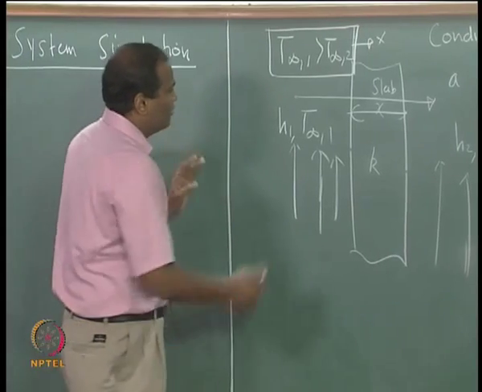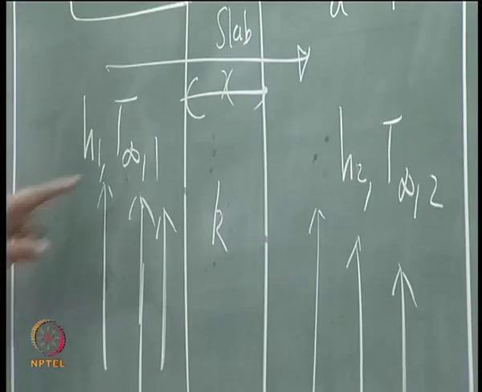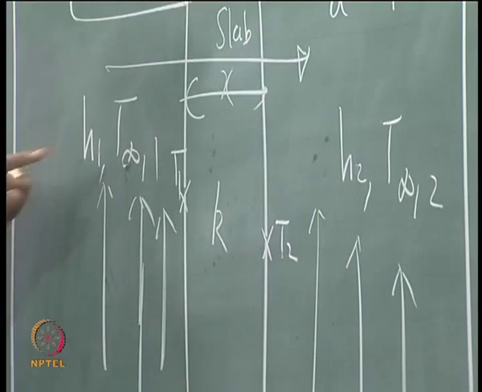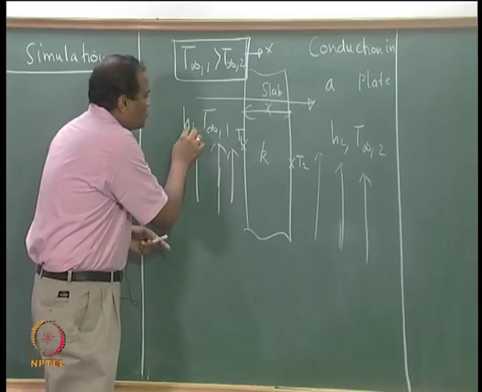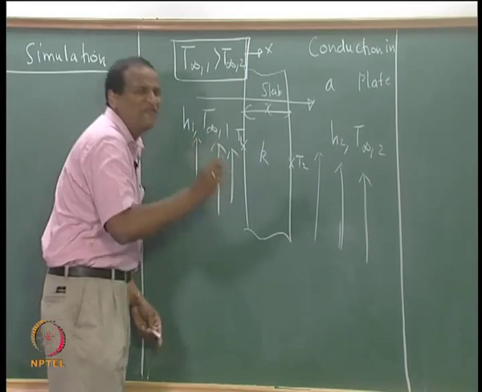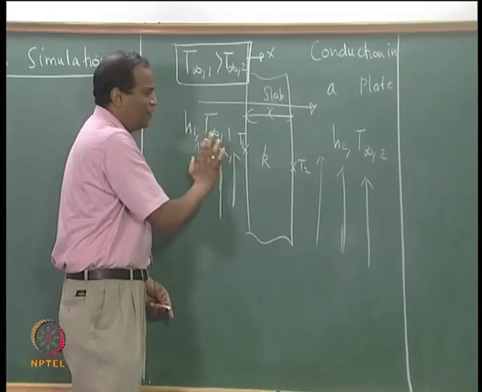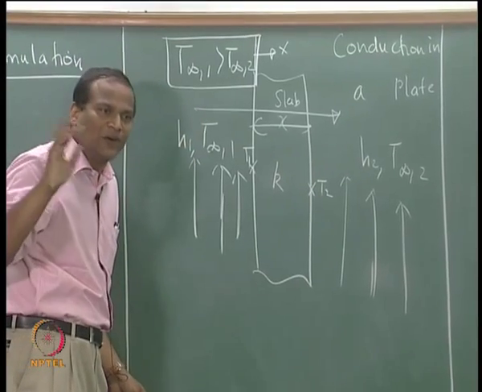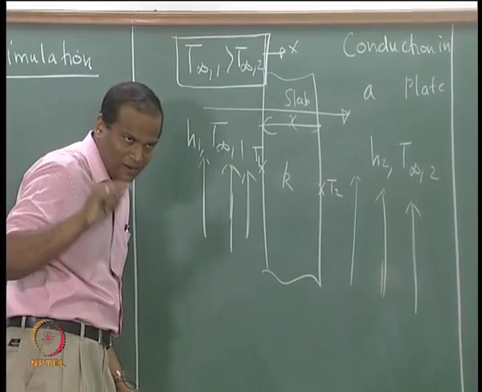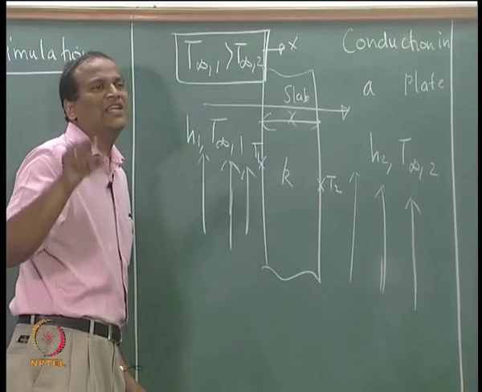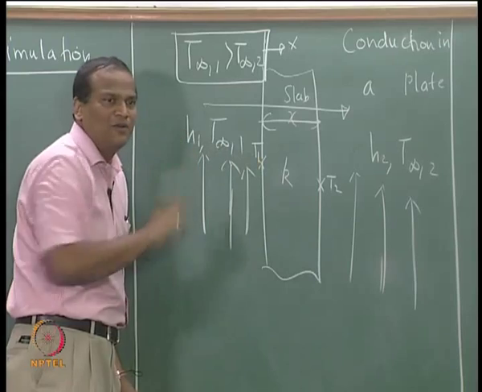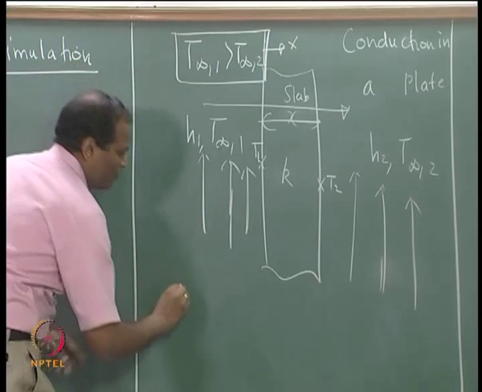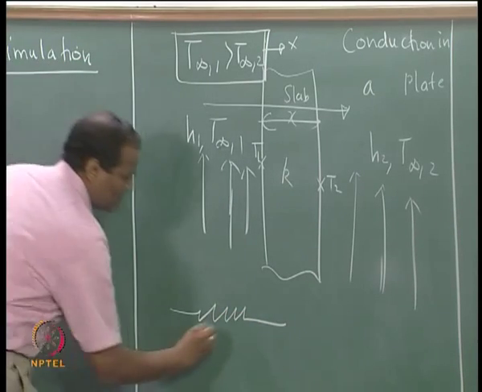Now, because h1 and h2 are not equal to infinity, T infinity 1 will not be equal to T1 and T2 will not be equal to T infinity 2. If h were to be infinity, it requires an infinitesimally small temperature difference to accomplish the heat transfer from the fluid onto the solid. However, since the maximum heat transfer coefficient even under boiling or condensation is only 20,000 or 15,000 watts per meter square per Kelvin, technically it is impossible to have a situation where T1 will be exactly equal to T infinity 1. Therefore, whenever there is convection, there is always a resistance. Therefore, we denote it as R convection.